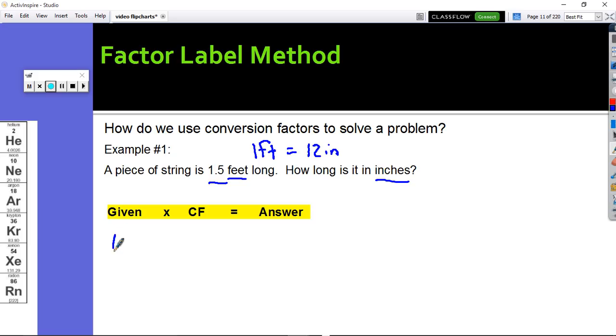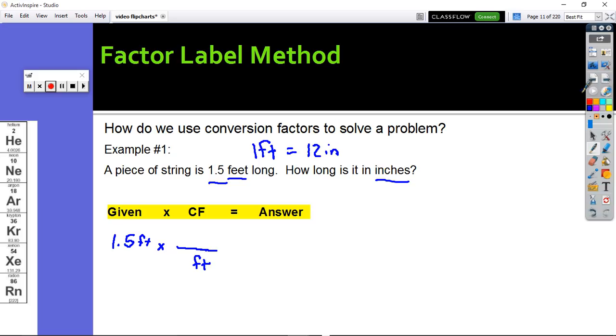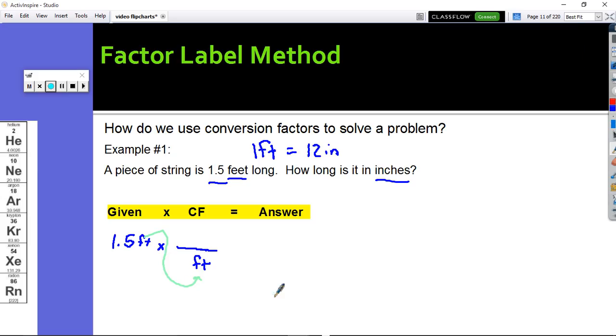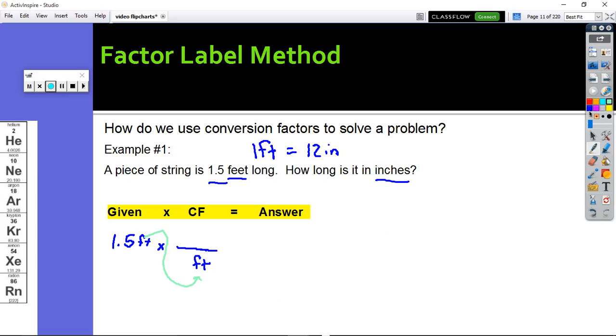Now, since the whole purpose is to use units to figure out what to do, we had to write down the units. So 1.5 feet. Then we're going to times that by our conversion factor. Now the question is, what do you do with a 1 and what do you do with a 2? And this is where the units come in. Whatever unit we have on top, that unit is going to go to the bottom. Let's say that again. Whatever unit we have on top, that's the unit that goes on the bottom. Always.